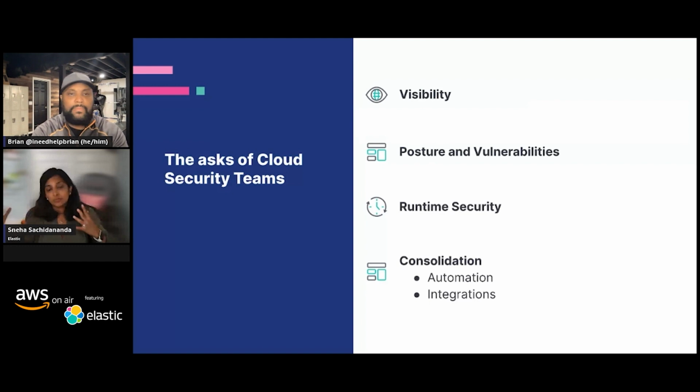And once you have that visibility, then you can start to dive into these other specific areas. Now that I know exactly what's running in my environment, I want to get a sense of the posture of these different assets. What is the posture score for this specific S3 bucket that I'm using? Has it been configured properly? Are there any vulnerabilities associated with it in the wild that my environment is subject to?